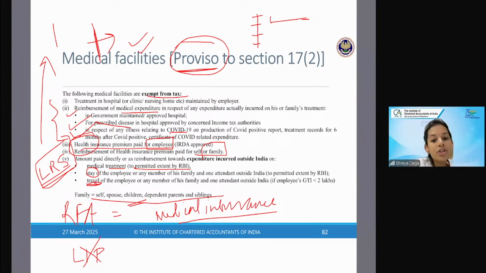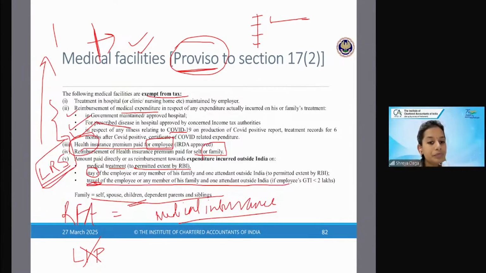Travel exemption will be given only if the employee's GTI is less than 2 lakhs. But it's so weird. If the employee's gross total income is less than 2 lakhs, it is very unlikely that he will go on medical treatment outside India. Okay, so it really doesn't make sense, right?